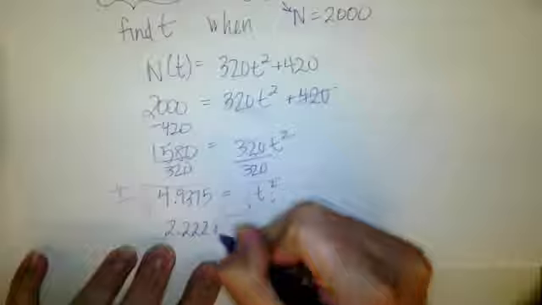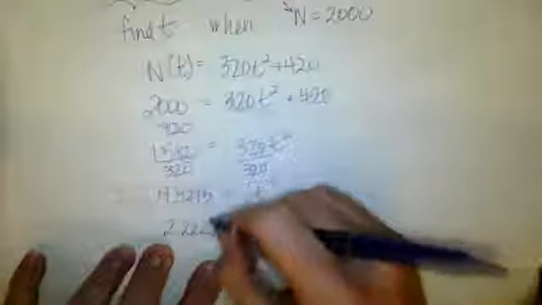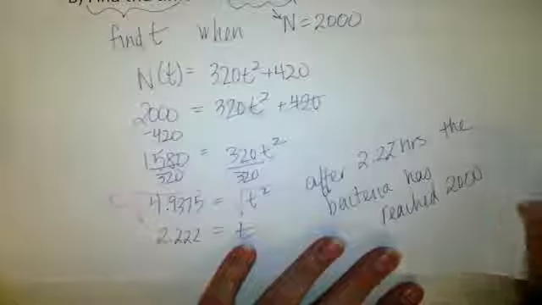So I am going to take the square root of my answer and get 2.222 equals t. What does that mean? After 2.222 hours, it has 2,000 bacteria. Good. After 2.22 hours, the bacteria has reached 2,000. I don't know what the unit is on bacteria. I mean, is bacterium a unit? I don't know how they count that.